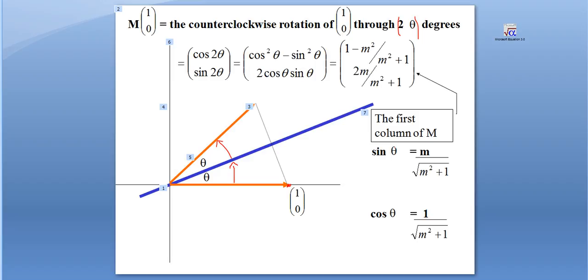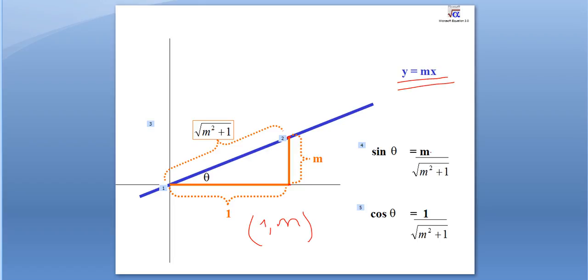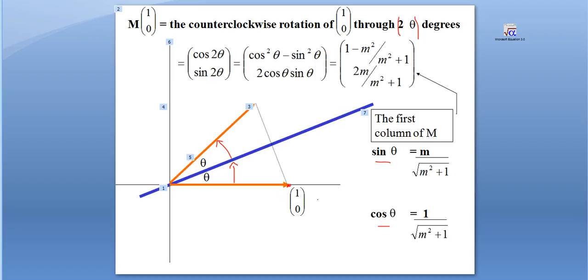Okay, so what is sine of theta? We saw that before: m divided by the square root of m squared plus 1, right? This m divided by that, and cosine of theta will be 1 divided by the square root of m squared plus 1. Okay, so here we are, sine of theta is m divided by the square root, cosine of theta is 1 divided by the square root.